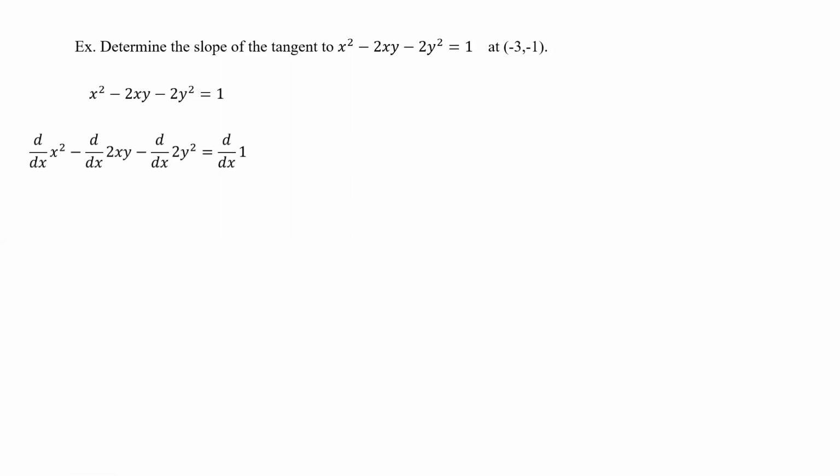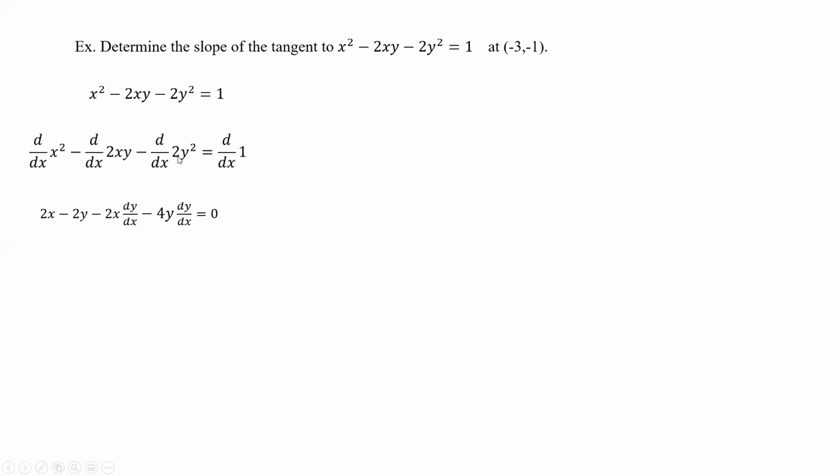We'll take the derivative of x squared with respect to x, derivative of 2xy with respect to x, derivative of 2y squared with respect to x, derivative of 1 with respect to x. Derivative of x squared we know, that's 2x. This is a product rule, derivative of first times second, first times derivative of second. Remembering derivative of y is dy dx. They're both negative because of the negative sign in front.